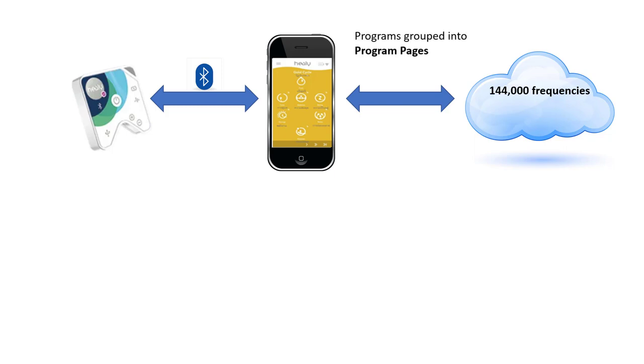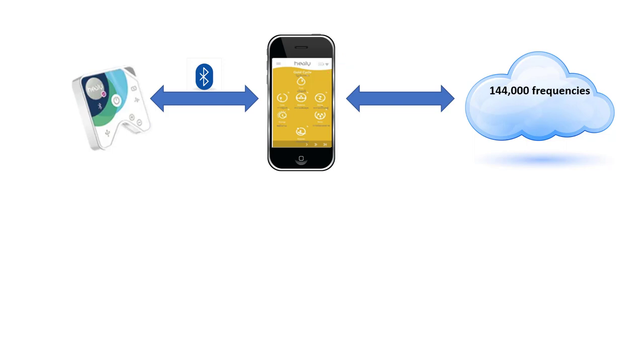The programs that it downloads are grouped into program pages. The program pages are for things like sleep, meridian balancing, chakra balancing, energy, and we'll go into those in more detail. And the program pages are nothing more than collections of programs, and the programs are collections of frequencies for that specific function.